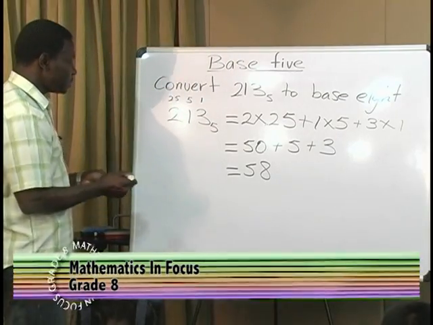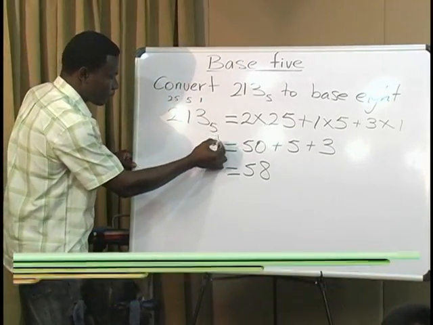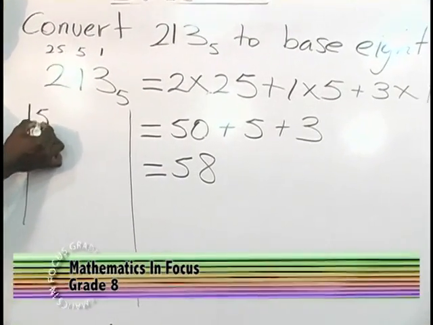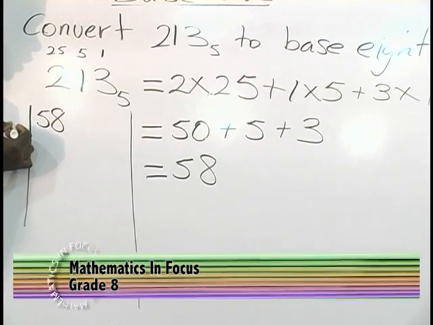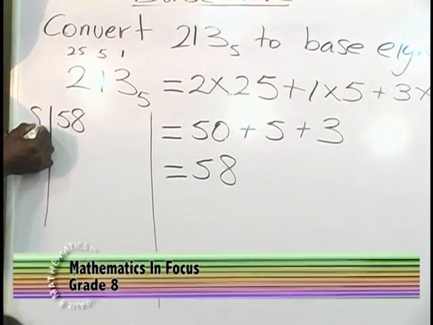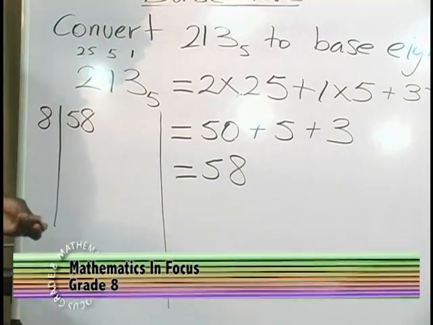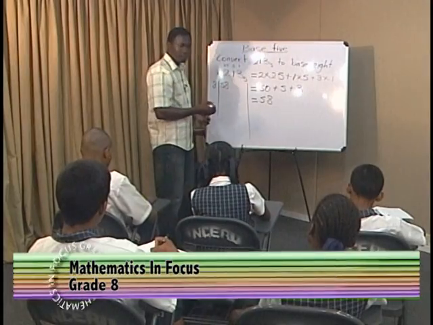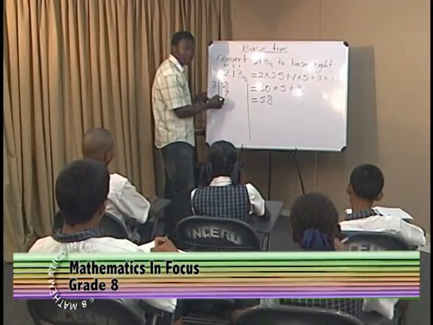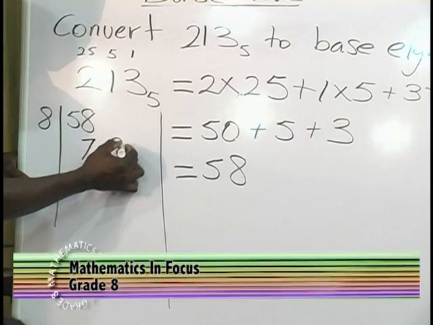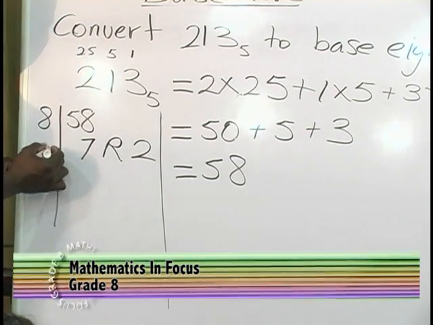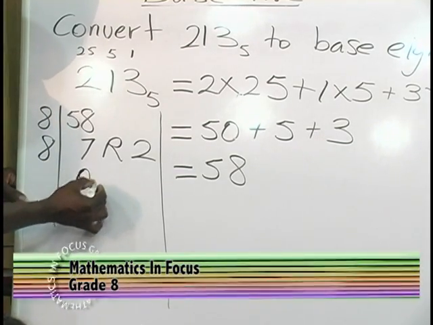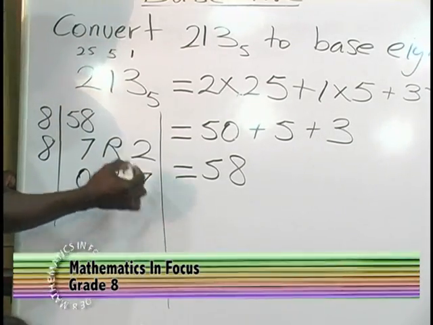So let us see. Now I'm going to work across here. So we have 58, which we're converting to base 8. So we divide repeatedly with 8. We say 8 into 58. 8 sevens, 56, and remainder 2. Then we say 8 into 7. 8 into 7, 0, remainder 7.